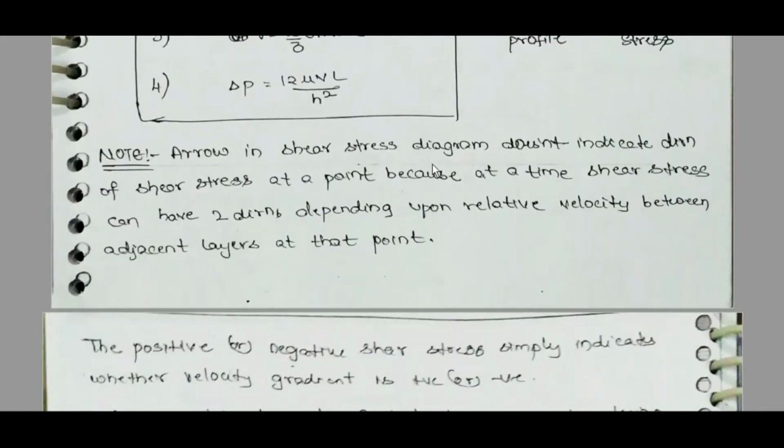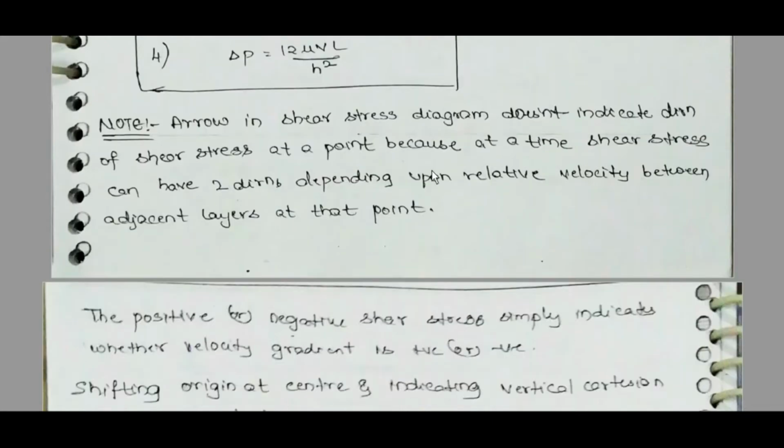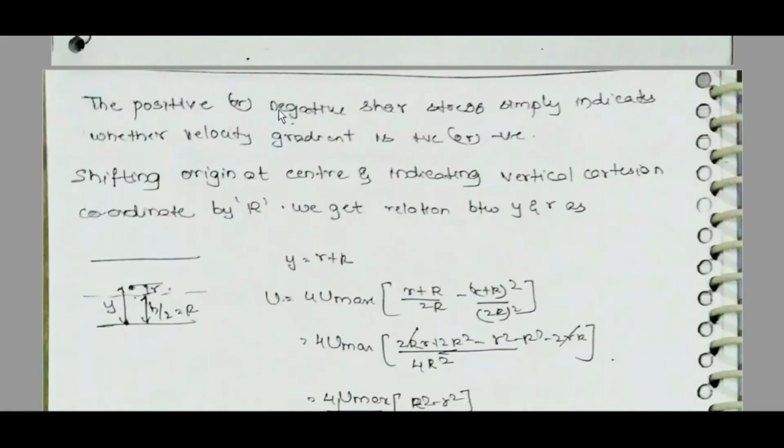The arrow in the shear stress diagram doesn't indicate the direction of shear stress at a point, because at a time shear stress can have two directions depending upon the relative velocity between adjacent layers at that point. The positive or negative shear stress simply indicates whether the velocity gradient is positive or negative.